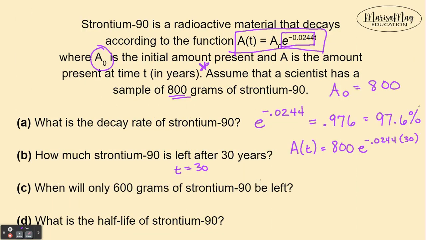All right, so we'll next look at part C, which says, when will only 600 grams of strontium 90 be left? So this is saying, if A of T is 600, then I want to know what T is because it's asking for when. So let's take a look at what our equation might look like. I've got 600 equals 800 E to the negative 0.0244 T.